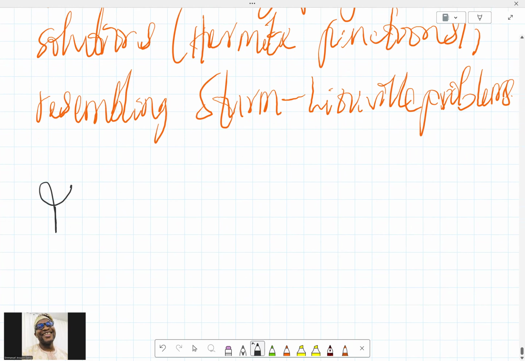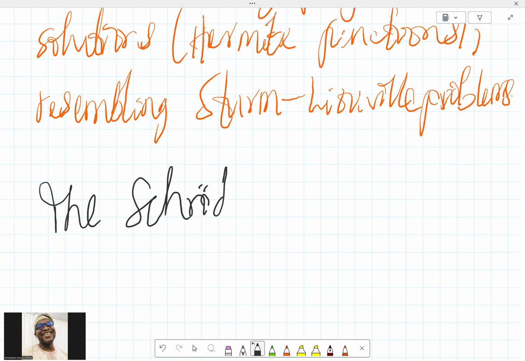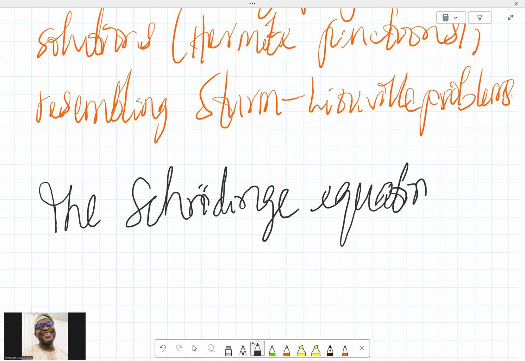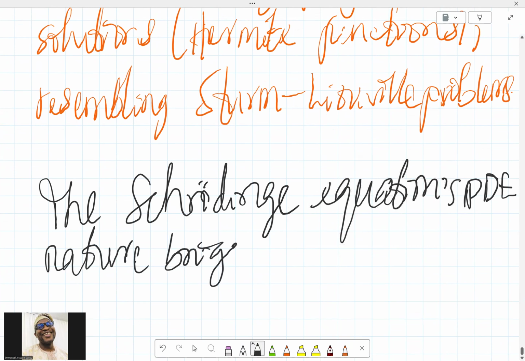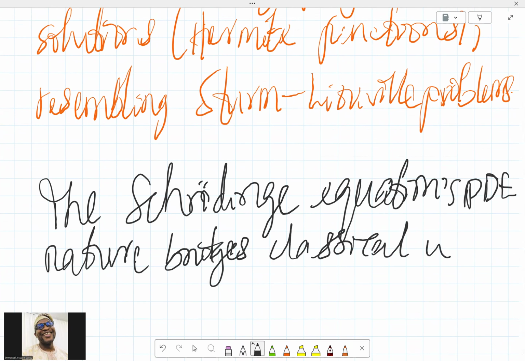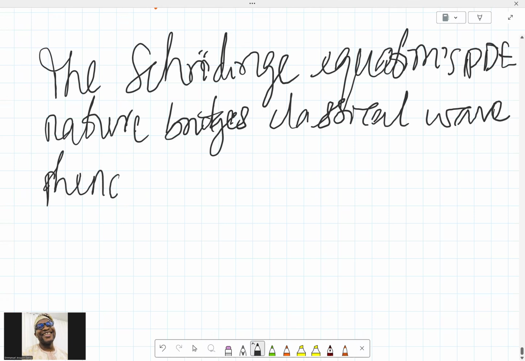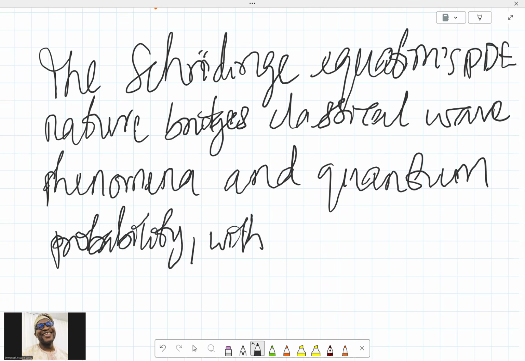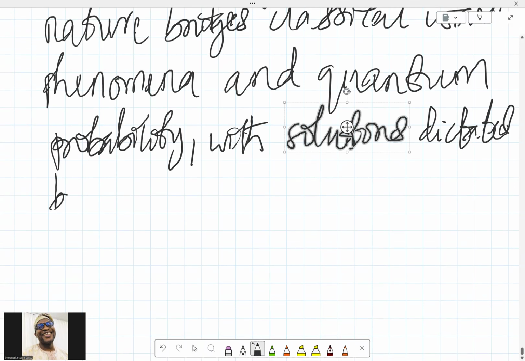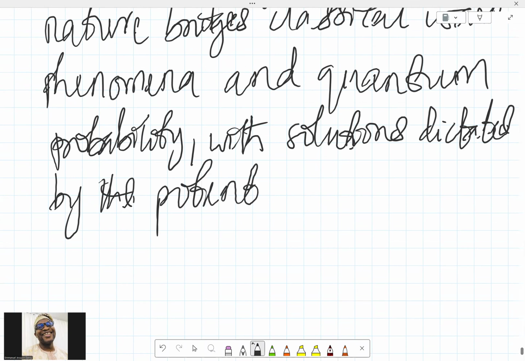Then, of course, in the end, the Schrödinger equation's PDE nature bridges classical wave phenomena and quantum probability, with solutions dictated by the potential and boundary conditions.